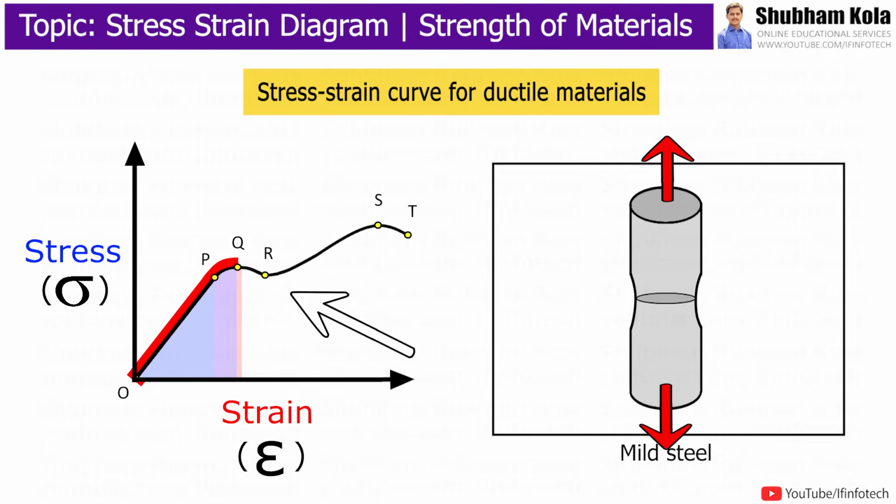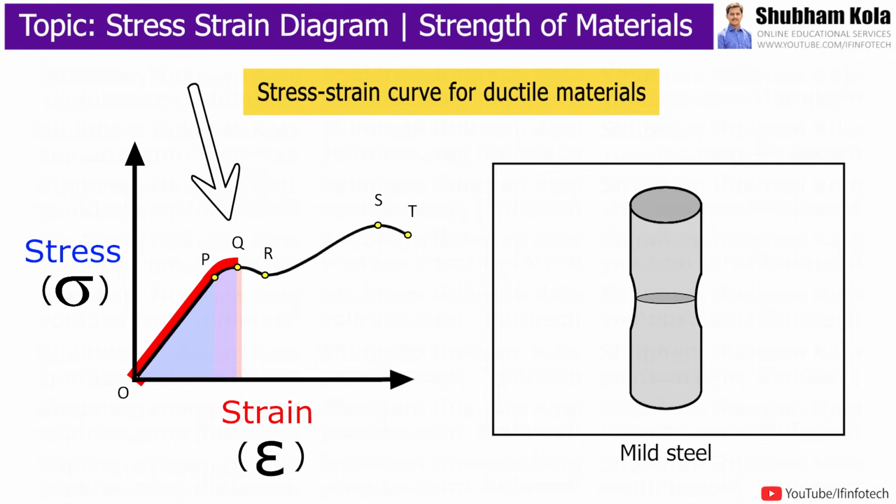Further increase in load increases extension rapidly and stress-strain diagram becomes curved. At point Q, the material reaches its elastic limit, indicating end of elastic zone and entry into plastic zone. In most cases, P and Q coincide. If load is removed, the material returns to its original dimension.